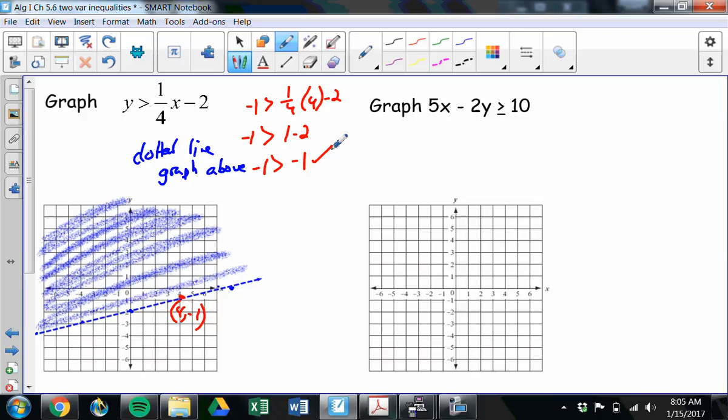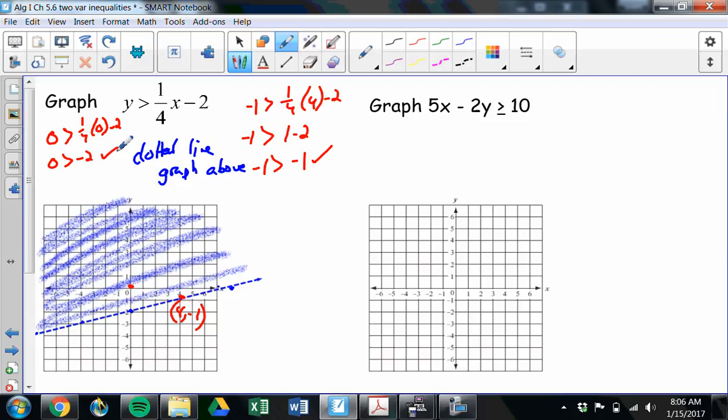Now we'll also pick some other point to make sure the points do work. Here's the point 0, 0. Plugging in 0, 0 is really easy. We get 0 is greater than 1/4 times 0 minus 2, which says that 0 is greater than -2, which is true because I would rather have $0 than owe somebody $2. So that works.